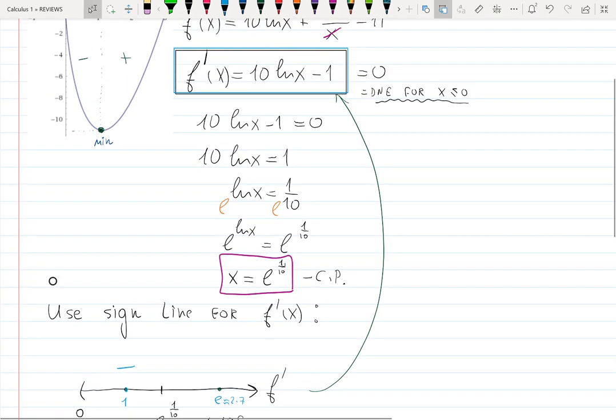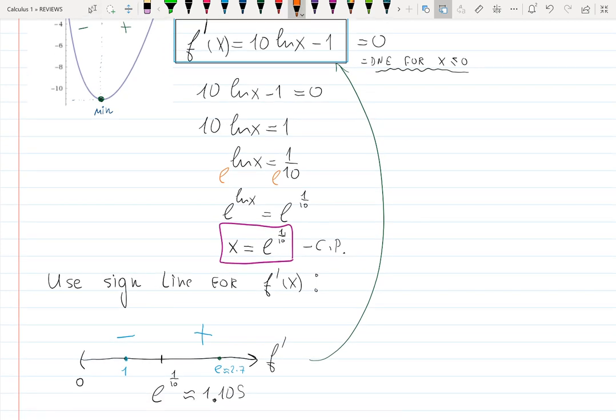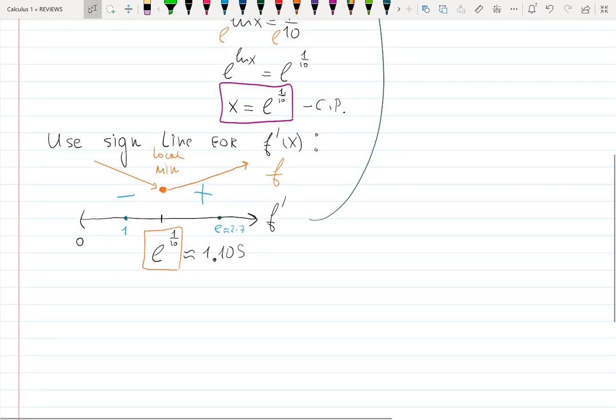If I plug e into the box, natural log of e is 1, 10 minus 1 is 9, which is positive. So I'm going to put plus over here, and I will use a different color, and I will identify that the function is decreasing first, then it is increasing, and this location over here, which is my critical point, e to the 1/10, is my minimum, but it's my local minimum. I cannot claim that this is the global minimum yet. And that's basically the whole complicated part of the problem.